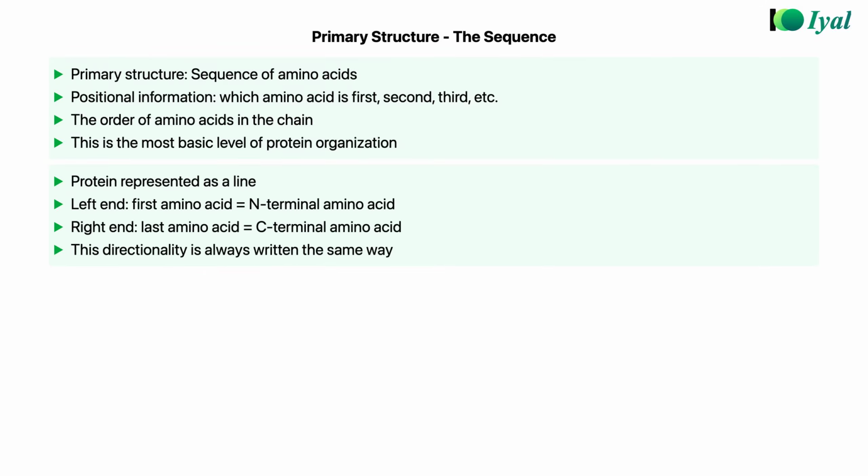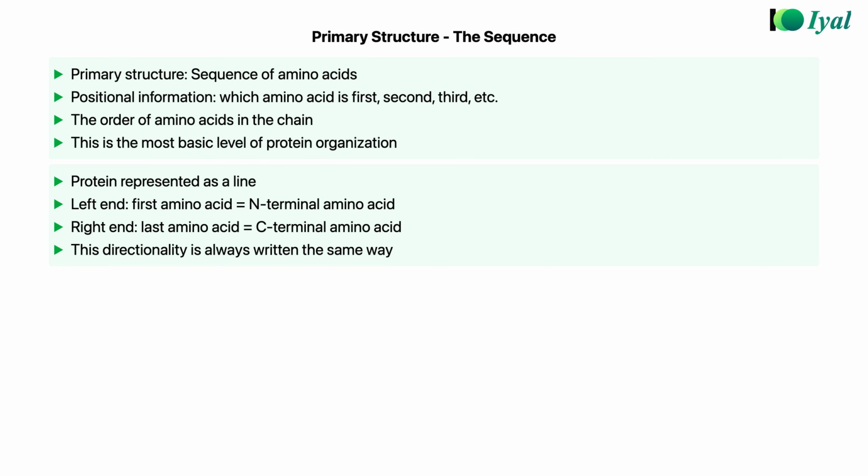We represent protein sequences as a line. The left end represents the first amino acid that was made. We call that the N-terminal amino acid. The right end represents the last amino acid, the C-terminal amino acid. This direction is always written the same way, left to right. N to C, left to right.